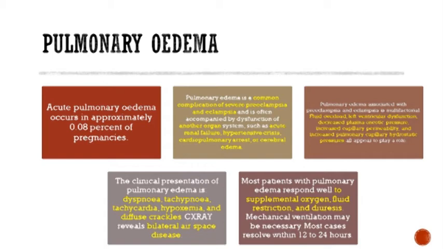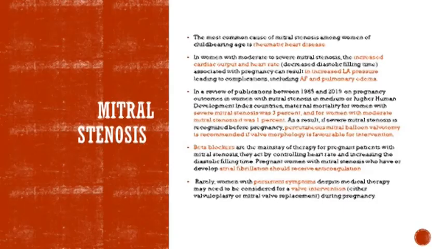The clinical presentation is usually shortness of breath, increased respiratory rate, tachycardia, hypoxia, and diffuse crackles, and the chest X-ray usually reveals bilateral airspace disease. Most patients with pulmonary edema will respond well to supplemental oxygen, fluid restriction, and diuresis. Mechanical ventilation may be necessary, but most cases usually resolve within 12 to 24 hours.